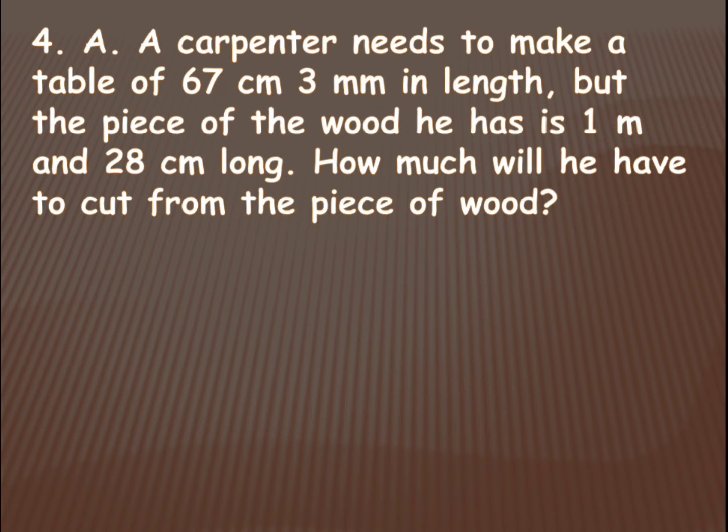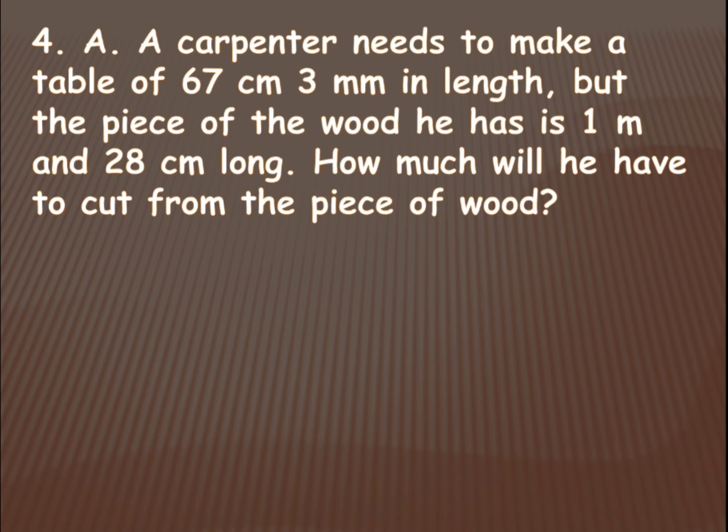A carpenter. See, in the fourth question you have A. That means you also have B, isn't it, children? So let's see first what is A. A carpenter needs to make a table of 67 centimeters 3 millimeters in length, but the piece of wood he has is 1 meter and 28 centimeters long. How much will he have to cut from the piece of wood?